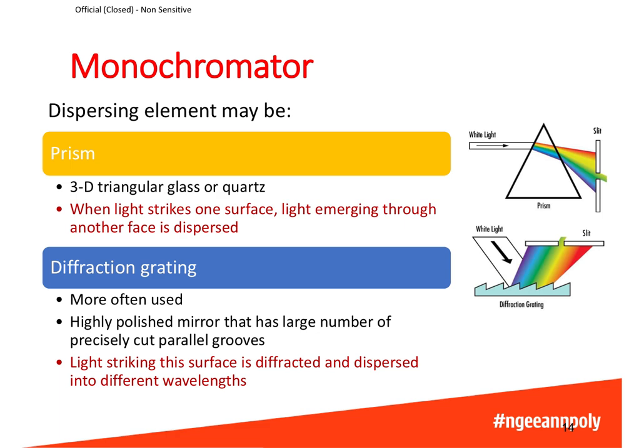Diffraction grating is actually more commonly used in spectrophotometers. The diffraction grating is a highly polished mirror that has a large number of very precisely cut parallel grooves. So when light strikes the surface of the diffraction grating, the light will be diffracted and dispersed into its different wavelengths.